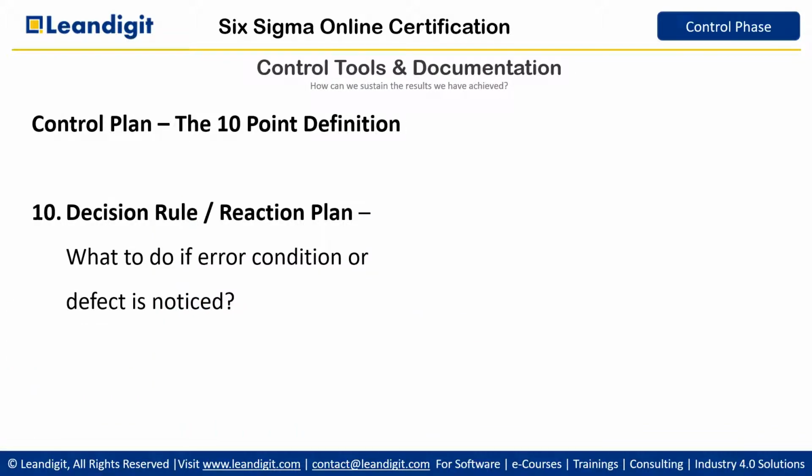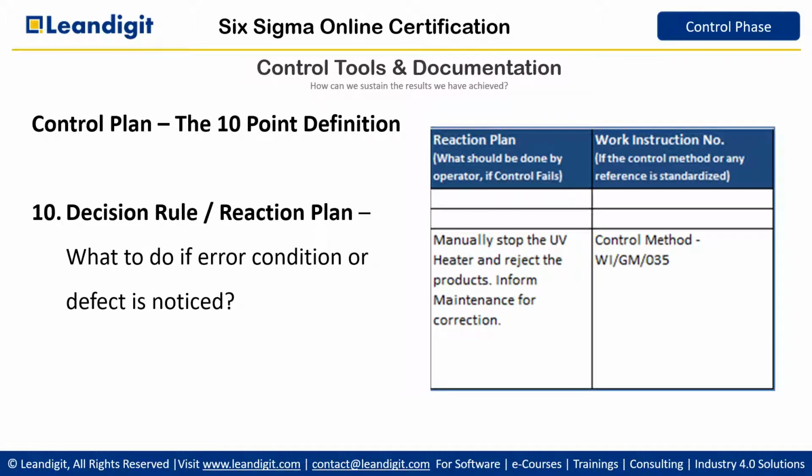The final step, point number 10, is the decision rule. It is what to do if things go out of control or the control fails itself. For example, if the temperature is beyond the acceptable range, we have to manually stop the UV heater, reject the products inside the heater, and inform maintenance for correction. We can also mention the work instruction to be used for deploying the control method.